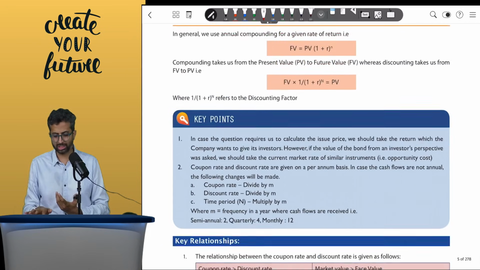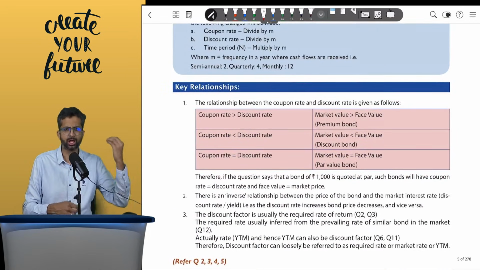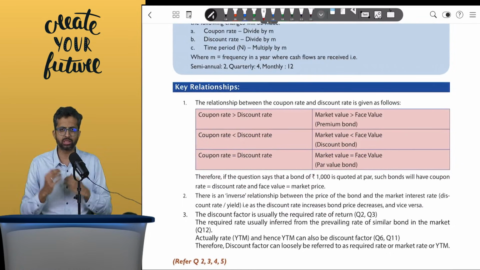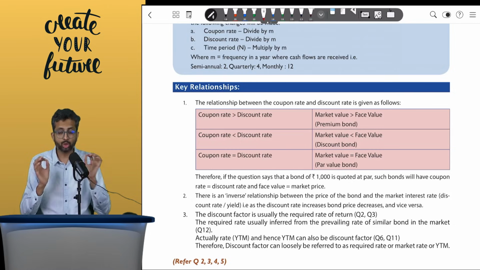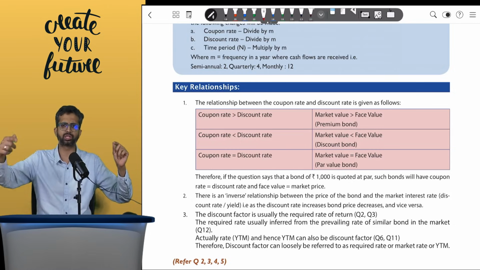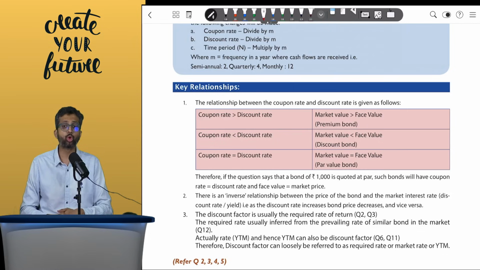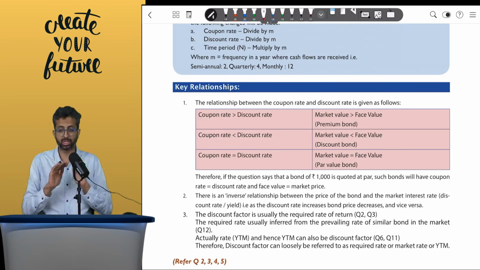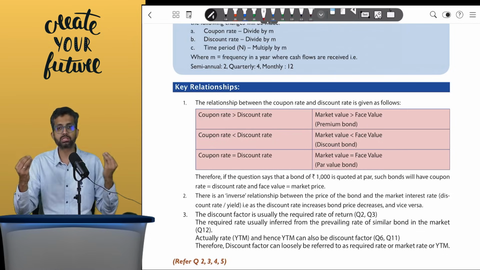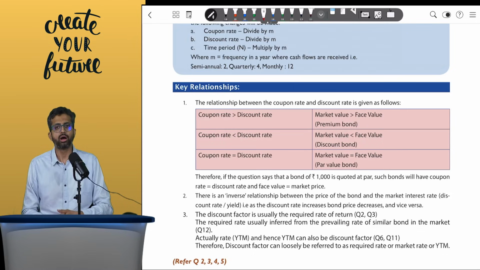Further, a few important relationships that you need to remember for the purpose of this workings. The relationship between coupon rate and the discount rate or market rate of interest. If the coupon rate is greater than the market rate, the bond will trade at a premium, that is greater than face value. If the coupon rate is lower, the bond will trade at a discount, that is at a value lower than the face value. But most importantly, from an exam perspective, if the coupon rate is the same as the market rate, the market price is the same as the face value.